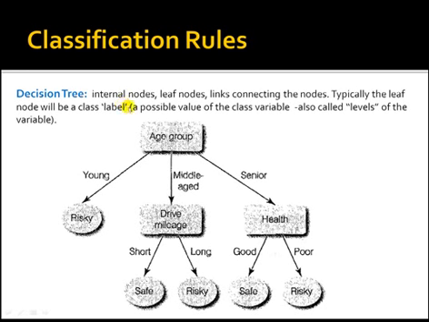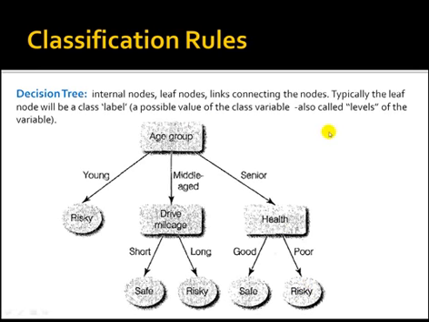So we have the internal nodes. This one, this one, this one, and this one are the internal nodes. These are the leaf nodes, and these are the links connecting the nodes. Typically the leaf node will be a class label, a possible value of the class variable.